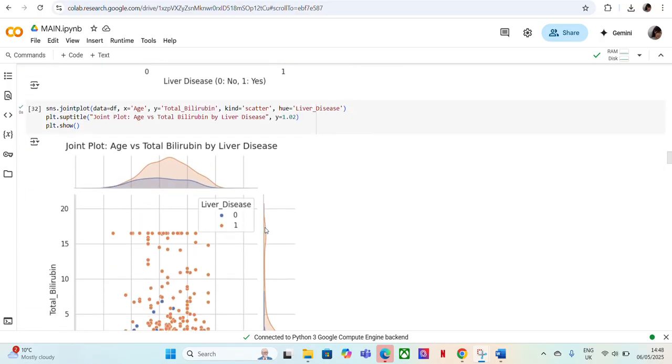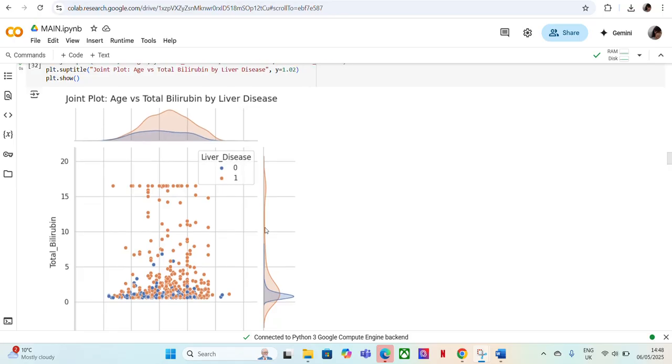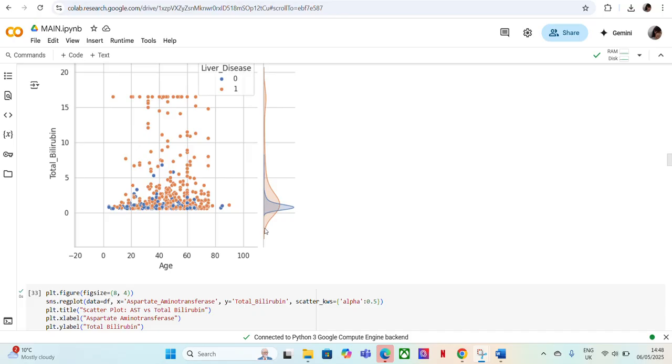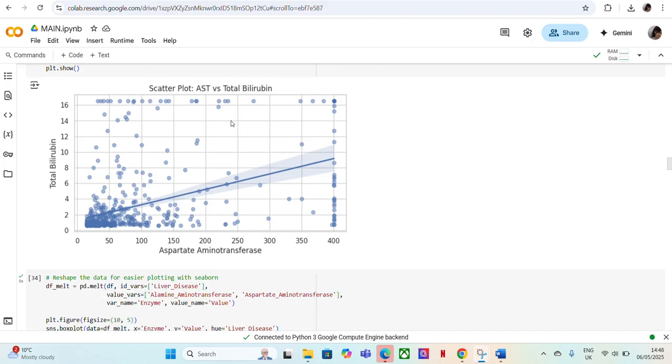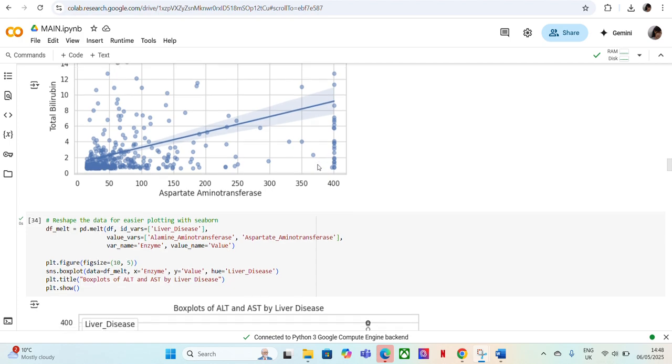The next is the joint plot. The joint plot shows the relationship between age and total bilirubin levels. Each of these dots represents a patient. Next is the scatter plot. In the scatter plot, this blue line shows the general trend, the line of best fit. It shows whether there is a positive or negative relationship.